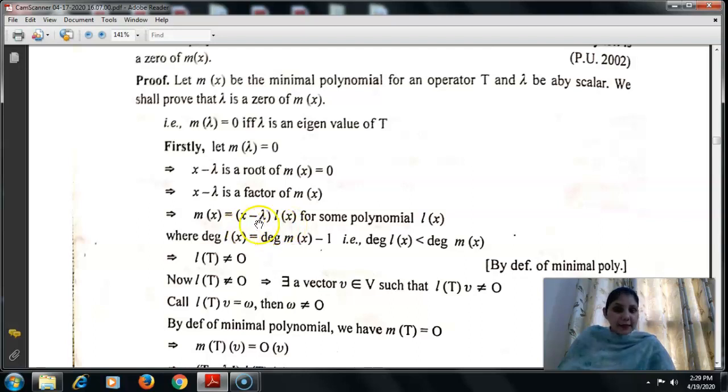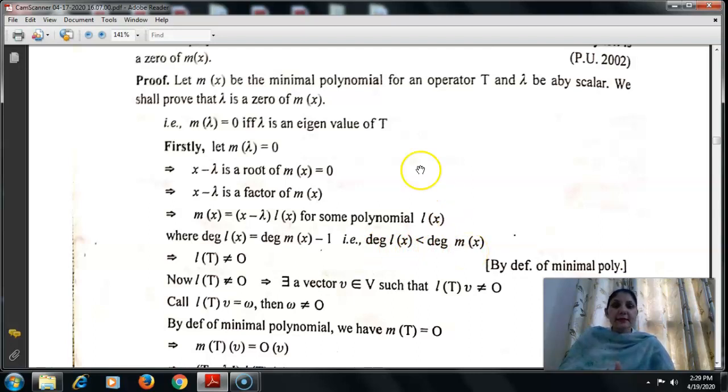And what is degree of x minus lambda? It is a linear polynomial of degree 1. So degree of lx comes out, taking it to one side, degree of lx is equal to degree of mx minus 1. That means degree of lx is obtained by subtracting 1 from degree of mx. In other words, degree of lx will be less than degree of mx. Now degree of lx is less than degree of mx.